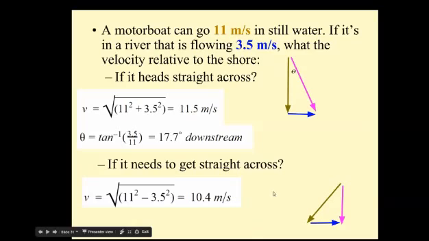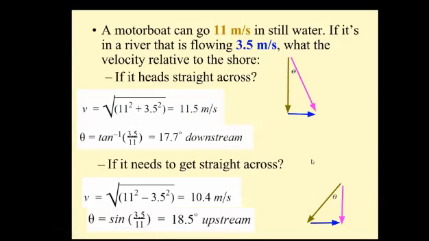What about the angle? Logically, you're probably thinking that it's going to be the 17.7, but actually mathematically it comes out to, we're now going to use the sine because I don't like using this calculated value if I don't need to. So it actually comes out to 18.5 degrees upstream, a little bit more than when it was heading straight across. So you have to be careful with the wording on whether it needs to go straight across or if it heads straight across. Those are going to be the tricky things in these problems you come across.